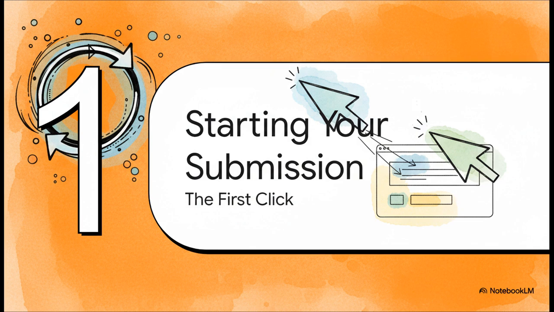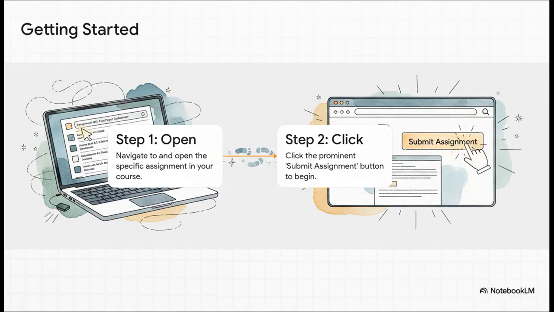All right, first things first. Before you can submit anything, you have to get the process started. It all begins with just a couple of simple clicks inside your course. Let's break down exactly what that looks like. Okay, so the first thing you're going to do is navigate to your course and click to open up the assignment itself. Once you're on that page, look for a big button, usually hanging out in the top right corner, that says Submit Assignment. That button right there, that's your starting line.